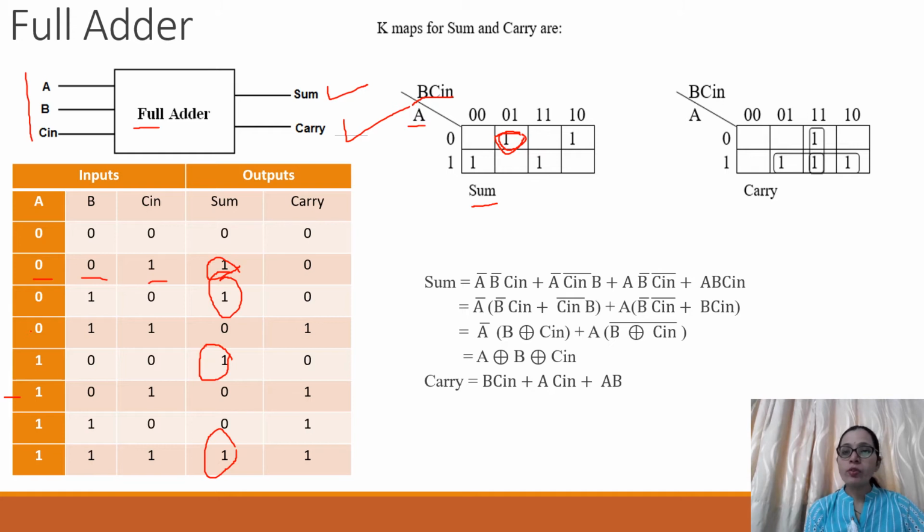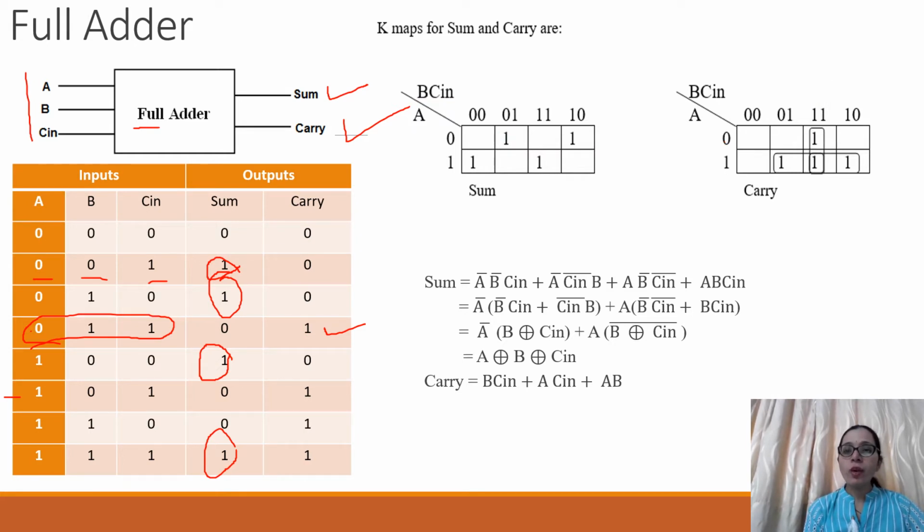Similarly for carry also, let us take this example. When A is 0 and B and C both are 1, the carry is 1. So whenever A is 0 and both B and C are 1, the carry is 1. 0 is not to be shown, therefore the empty cell indicates that these values are 0. Okay, so this is how the K-map for sum is drawn, and this is how the K-map for carry is drawn.